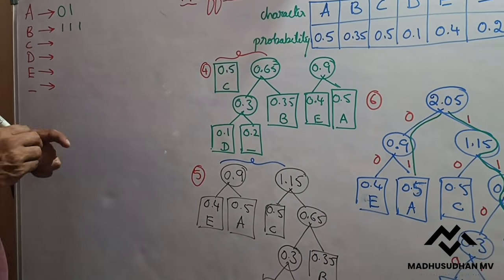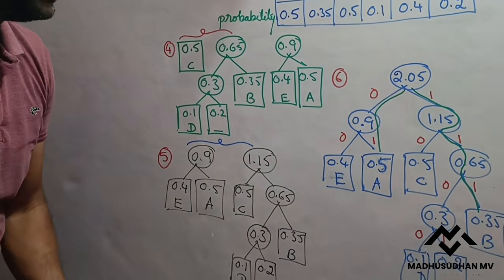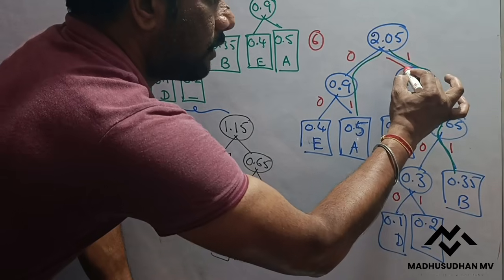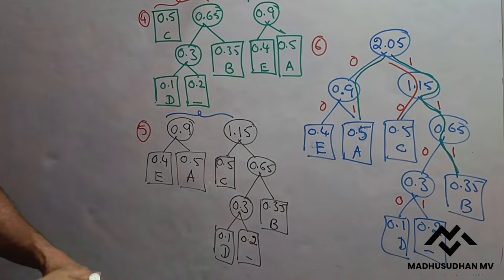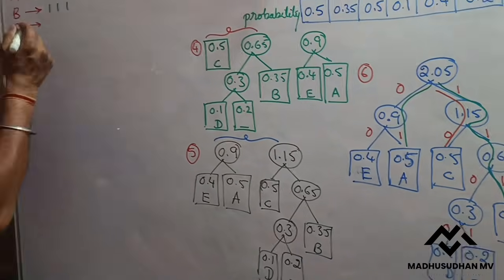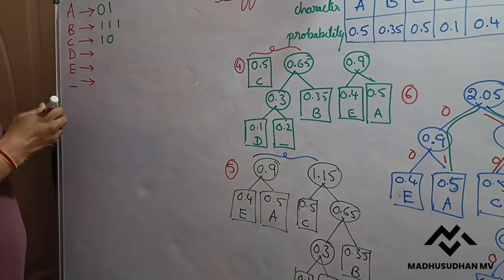Okay. So next, where C is there? C is there here. C, you have to travel like this. So that is 1, then 0. So for C it is 1, 0. C is 1, 0.